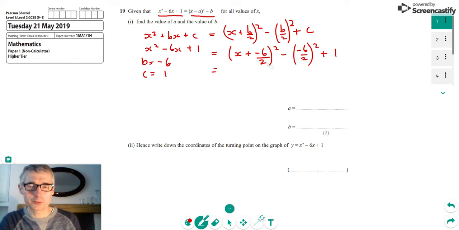So if we tidy that up a little bit, you can see negative 6 over 2 is actually negative 3. So we've got x plus negative 3 all squared minus, and again we've got negative 3 in there, so negative 3 squared and then plus 1.